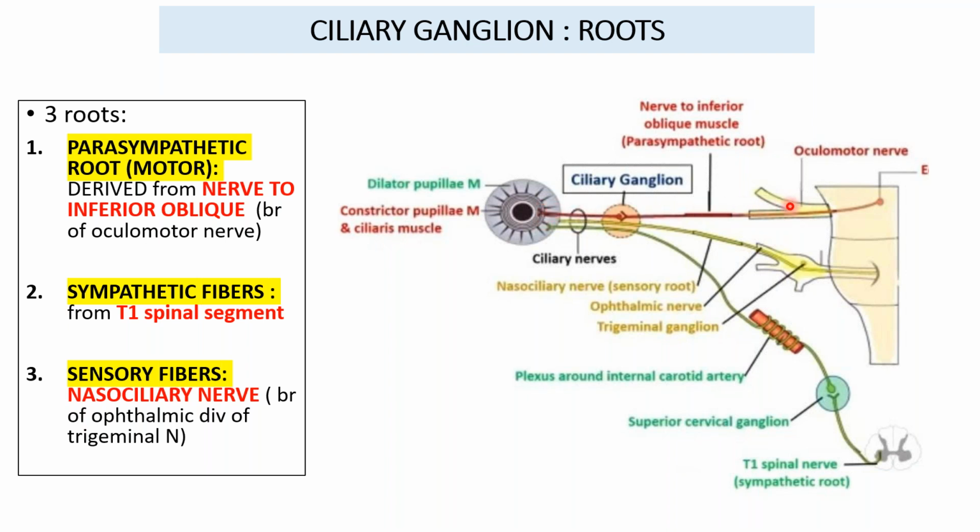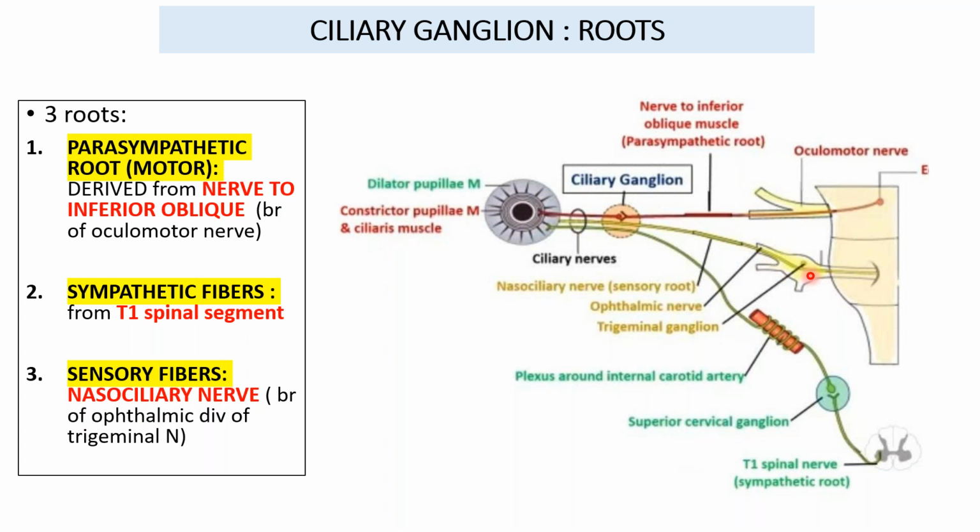So this is the parasympathetic route, and it is the motor route which is going to bring about action in the constrictor pupillae and ciliary muscle. The sympathetic route is a vasomotor. Sympathetic fibers arise from the T1 spinal segment level, pass through the superior cervical ganglion and the plexus around the internal carotid artery, and reach the ciliary ganglion. Remember I told you it is not going to synapse in the ciliary ganglion. It passes through the ganglion without any synapse and reaches the eyeball.